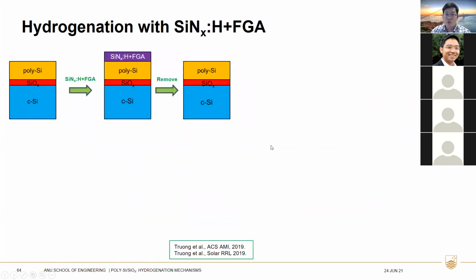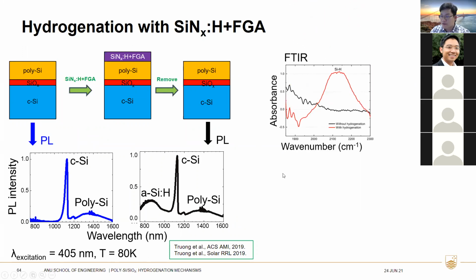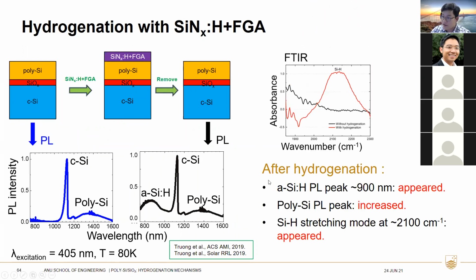Continue with the hydrogenation with silicon nitride and forming gas anneal. So this is the PL spectra and FTIR spectra also. After the hydrogenation, we see a clear hydrogenated amorphous silicon PL peak, and the polysilicon PL peak also increases. We see the silicon-hydrogen stretching mode at 2100.